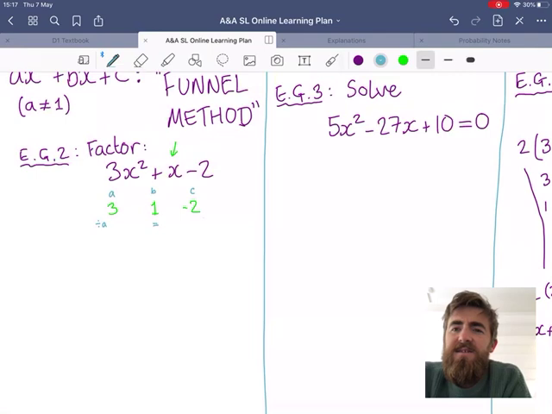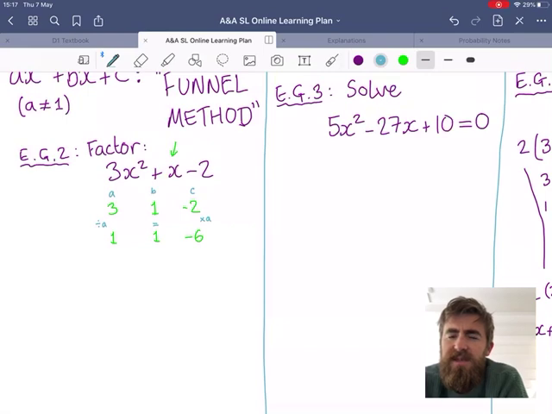Okay, I'm going to take the first number and divide it by A. The second number I'm going to keep the same, and the third number, C, I'm going to multiply by A. And I get 1, 1, and negative 6. Next step, which is quite similar to what we did before, I'm going to find two numbers that multiply to get the third number there and add to get the second number. So multiply to get negative 6, add to get 1. Okay, that is going to give me 3 and negative 2. Okay, now you can start to see this funnel shape, which is why I call it the funnel method.